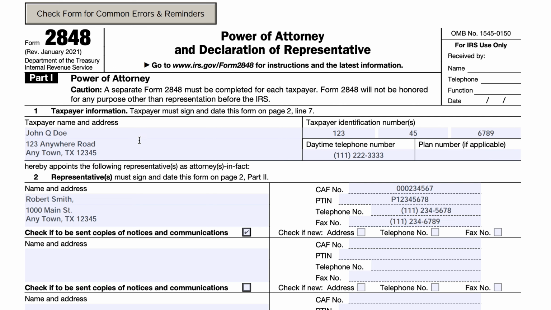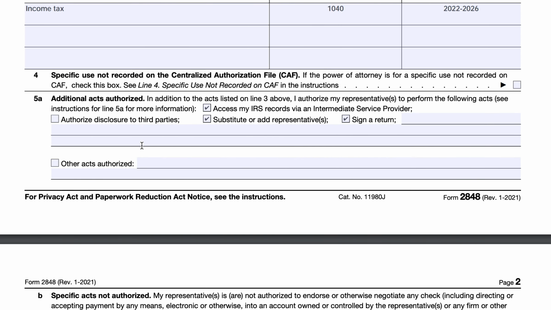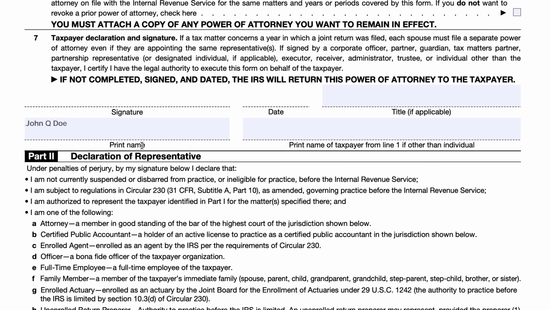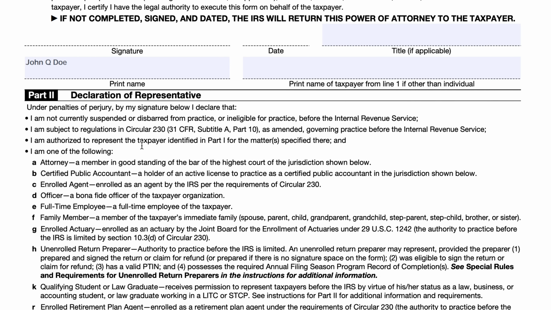So there's part one, that's the power of attorney. Part two is the declaration of representative, which is the designated person's declaration that they understand certain aspects of this authority that they're about to receive.